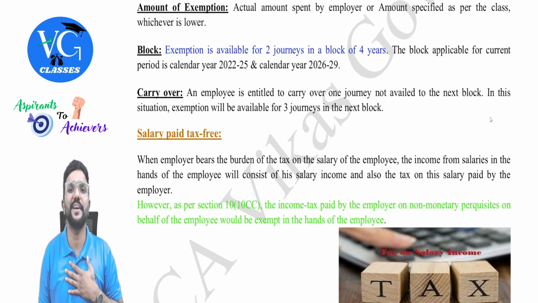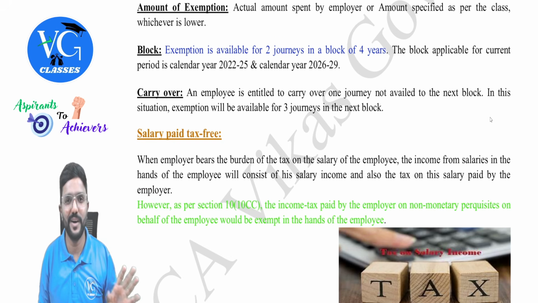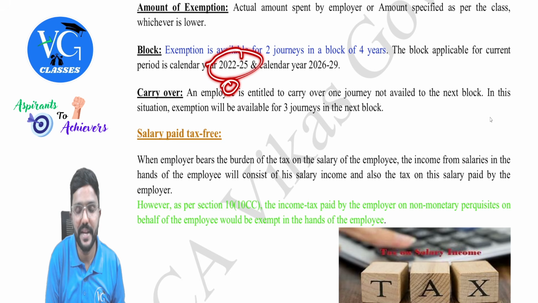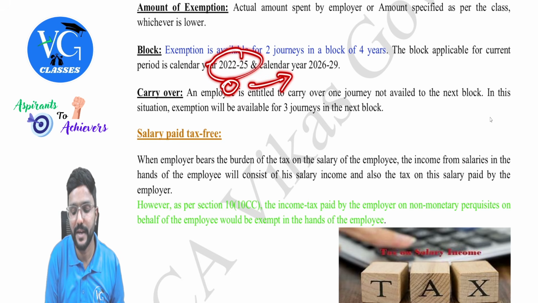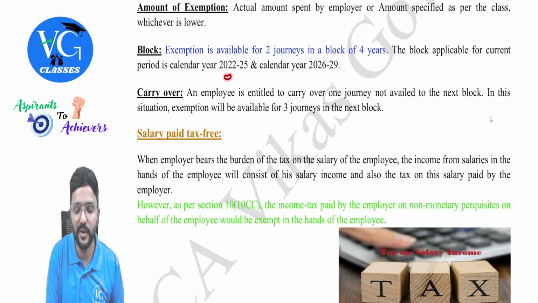Sir, what if my employer is sending me for a trip every year? You can go and come, but exemption is available only for 2 times. And sir, in one block, if I have not claimed any exemption, can I carry forward? Yes, you can carry forward maximum one. So that means in the current block, you can claim 2 plus 1. Got it? Yes. Sir, what if I have claimed both the exemptions here?